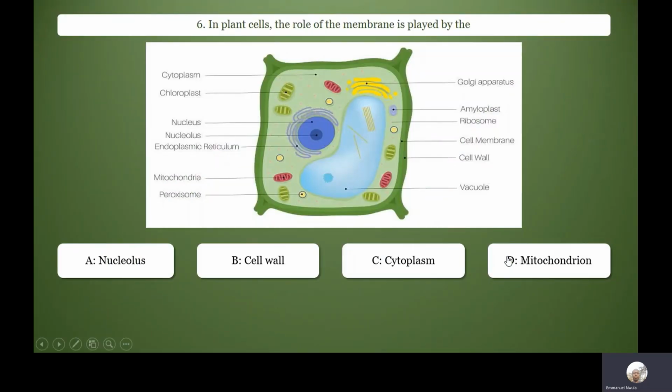In plant cells, the role of the membrane is played by. The correct option here is B. Plant cells have a cell wall outside the cell membrane. The cell wall prevents the plant cell from bursting when it is filled with water. So the correct option here is B.